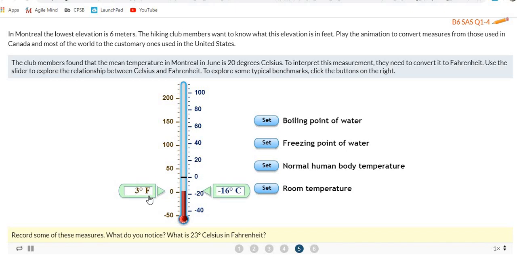Negative 16. Alright, so 3 degrees is negative 16. What do you think 4 is going to be? Negative 16. Negative 16 again? Yes, ma'am. Looks like it was. Last is going to be like negative 15.